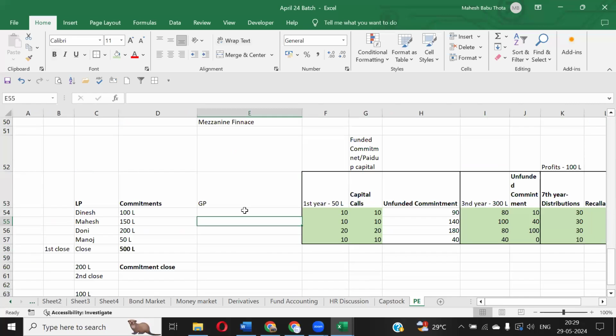So this is basically the commitments related part. We discussed the commitments, unfunded commitment, capital calls, distribution calls, and recallable amount, how it impacts the unfunded commitment. I'll stop the recording here. And also we discussed the closing. What is commitment? What is the first close, second close, and all.